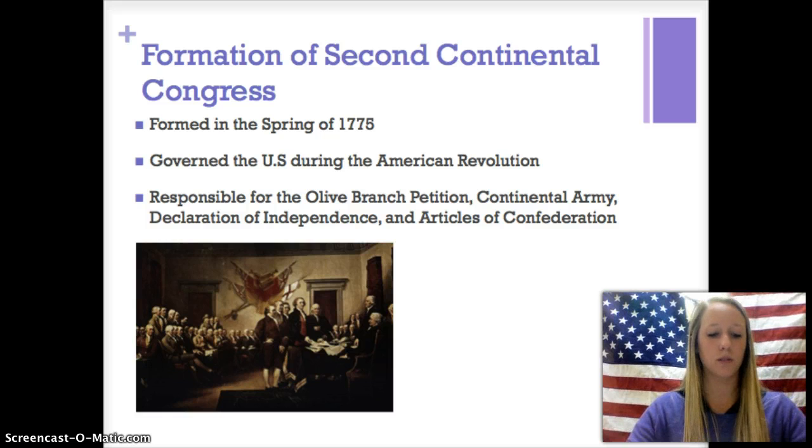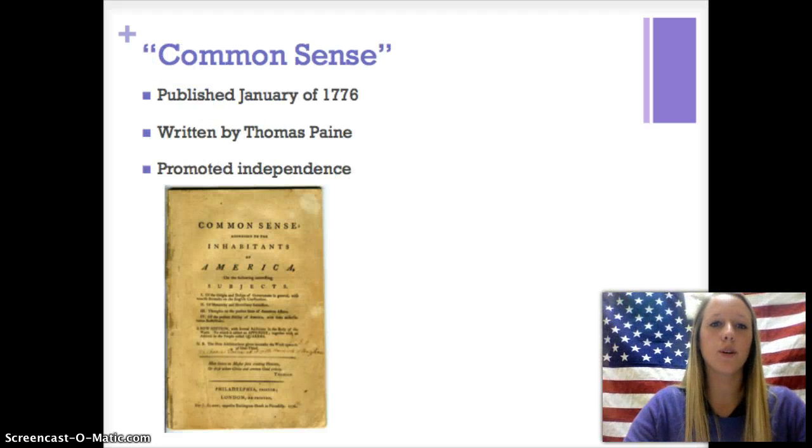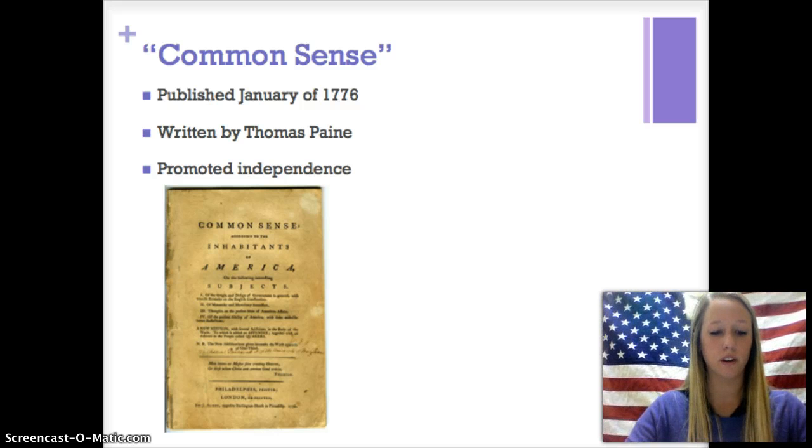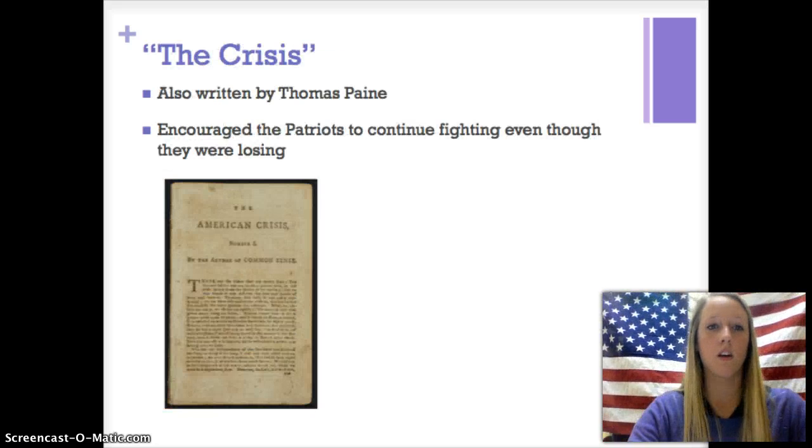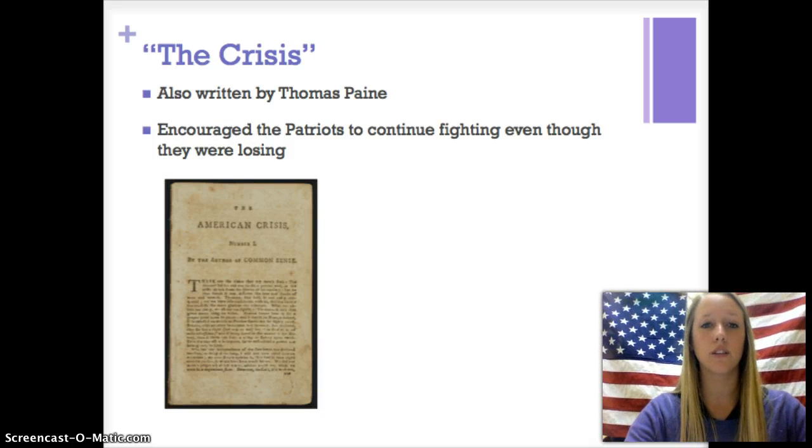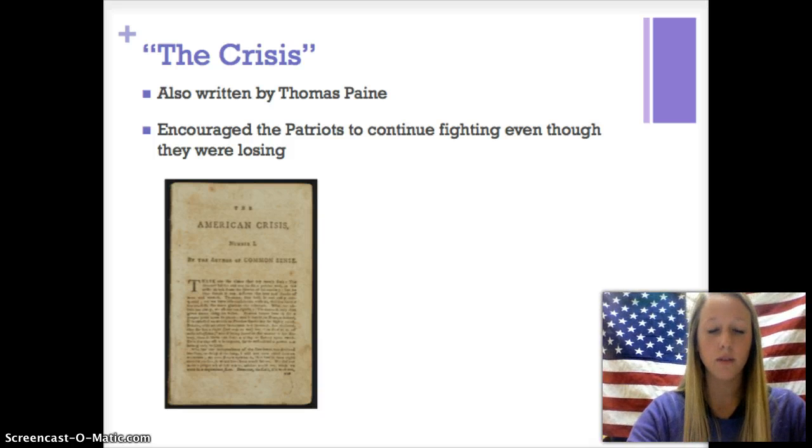The last thing it's responsible for is the Articles of Confederation in 1777, which is the first constitution of the U.S. In January of 1776, Thomas Paine published his book called Common Sense. He wrote about the powerful arguments in favor of independence. Many people read this and began supporting independence. Thomas Paine also wrote the book called The Crisis, which encouraged the Patriots to continue fighting even though they were losing. Some even say this is what convinced Washington to attack Trenton.